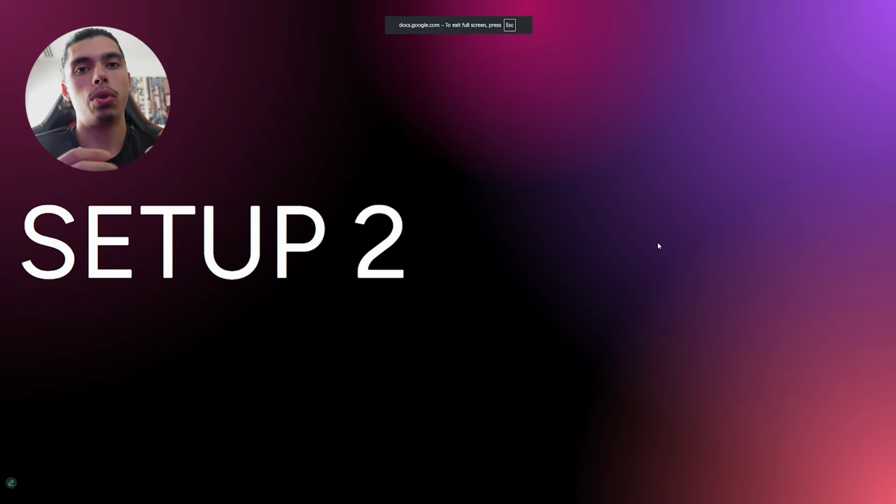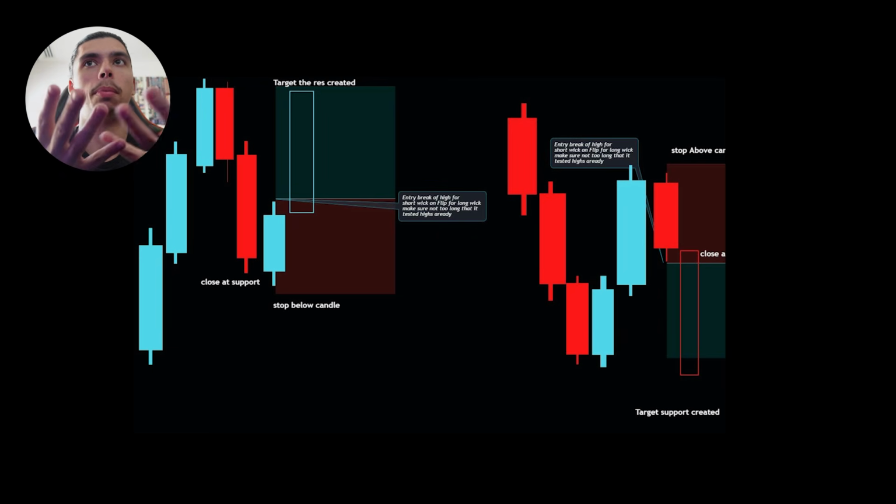Setup number 2. We talked about a continuation trade, how to continue, but what if price has already continued? In that case, we're looking for some sort of pullback. Now, this looks extremely simple, but it's not as simple as this. This is just a diagram to give you the concept. The actual application is a little bit different. The essential idea we're looking for is that price has pushed up here.